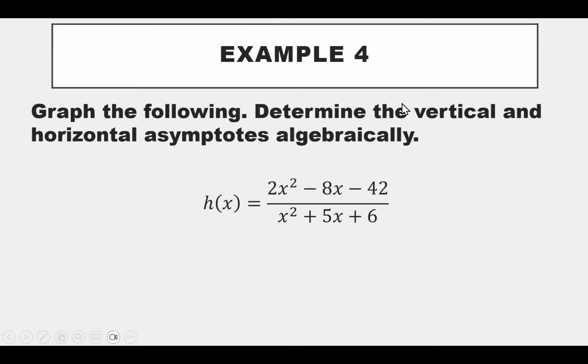Let's take a look at one more example of a rational function. This rational function is h of x. It's equal to the polynomial 2x squared minus 8x minus 42 divided by the polynomial x squared plus 5x plus 6. We're going to determine the vertical and horizontal asymptotes algebraically, and then we'll graph that rational function. If you want to, push pause on the video and you can try this on your own.